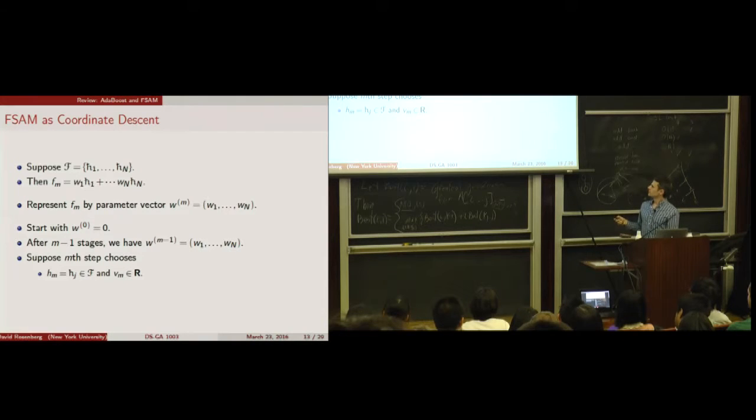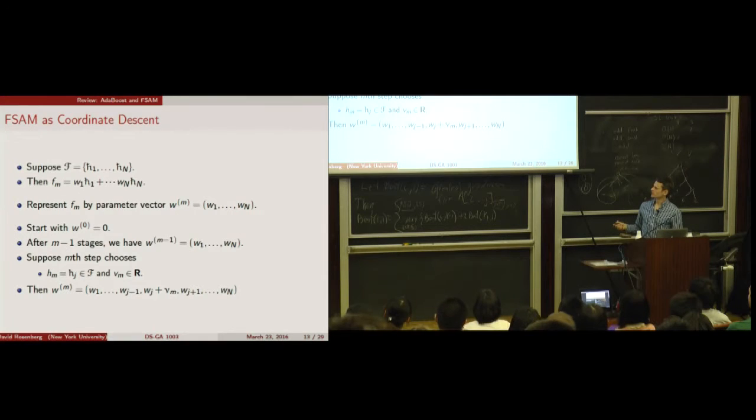All right. So anyway, after n minus 1 stages, we have our coefficients of the n functions. And then we're going to choose our next step direction, a new function from this F. The new parameters are going to be, suppose we chose the jth function, then we just increment wj by vm, the step size. Now the subscripts are correct. It's the mth step, and in the mth step, we chose the jth function, and the step size is vm.